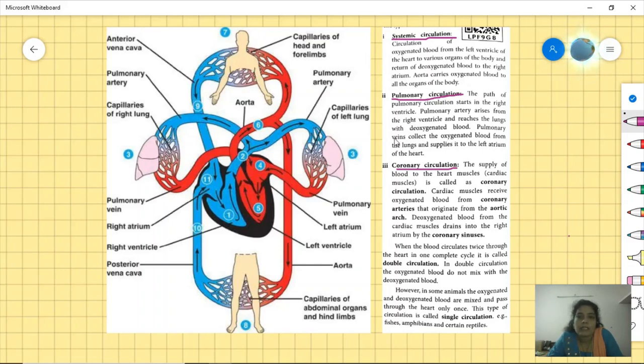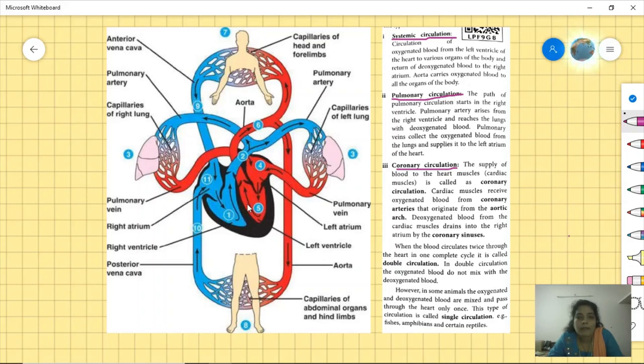I hope everyone understood. Next we can move to what is double circulation and what is single circulation. More than that, these are two more types of blood circulation, the double circulation and the single circulation. First we can see what is double circulation. When the blood circulates twice through the heart in one complete cycle, it is called double circulation. Twice through the heart means what?